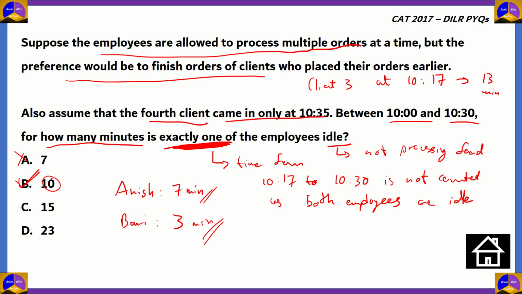Option A, 7, is only for Anish. Option C, 15, and option D, 23, are incorrect. Now, some people might argue 23 would be right because, if you factor in 10 and 13, that would give us 23. However, these 13 minutes are for both employees, which is incorrect. So option B, 10 minutes, turns out to be the right option.